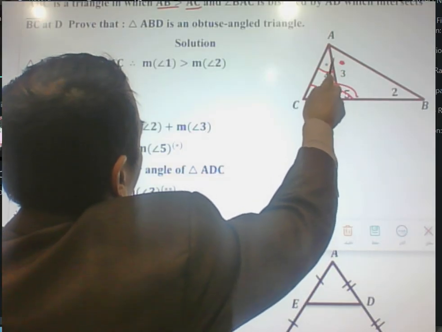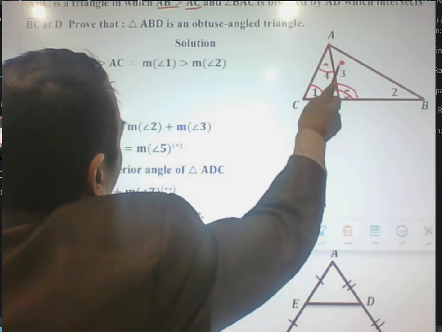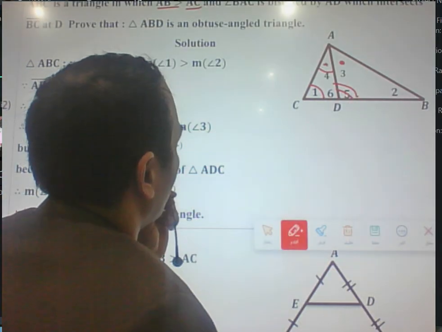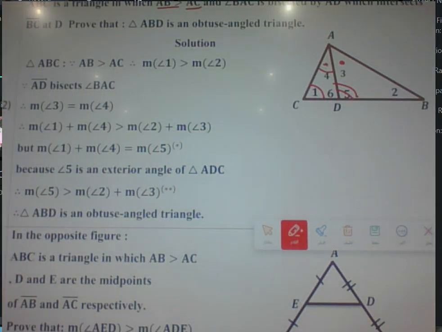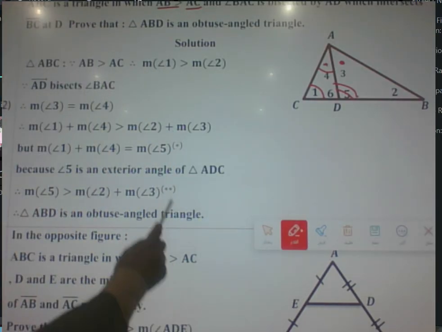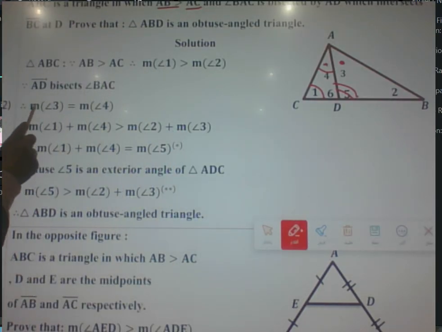Look at here, angle 3 equals angle 4. Angle 5 is greater than angle 4 and angle 3 equals angle 4, then the measure of angle 5 is greater than the measure of angle 3. That is the first relation. And we know the sum of the interior angles in a triangle equals 180. We have the measure of angle 3 equals the measure of angle 4.